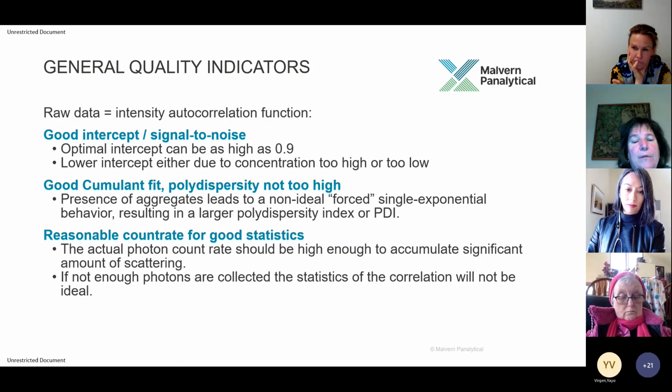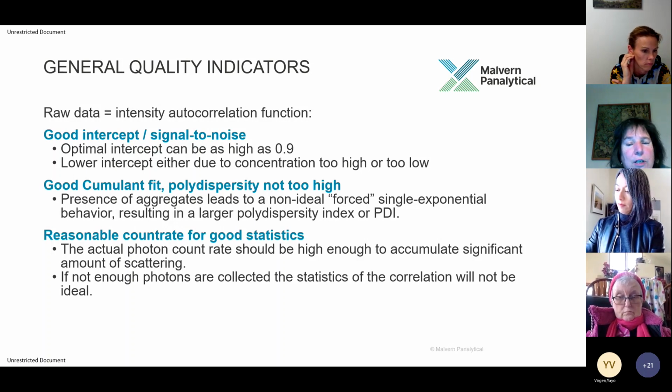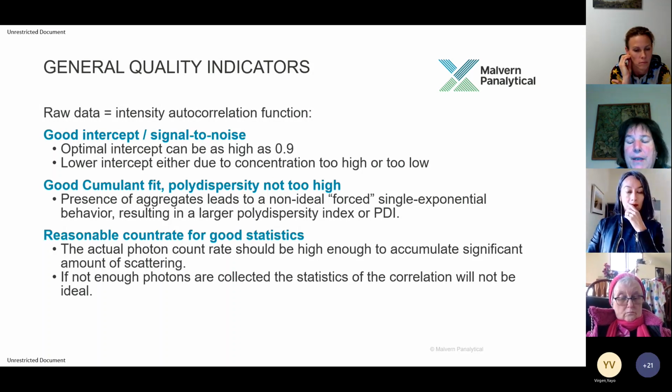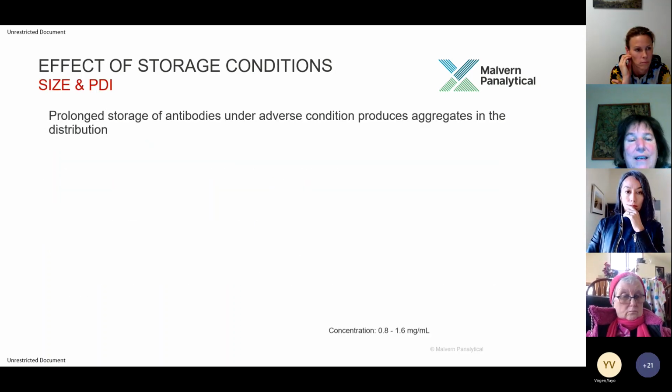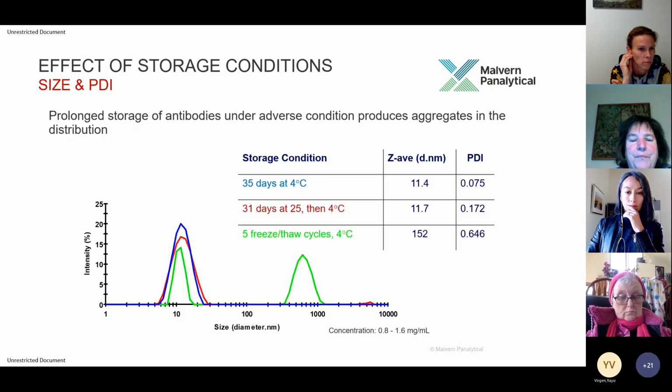So it's important to have a reasonable count rate. You should have a good cumulant fit. If you have a bimodal distribution, you might not have a good cumulant fit, but you still have a good distribution fit, and then that data is still usable. So those are the things I want to point out here.